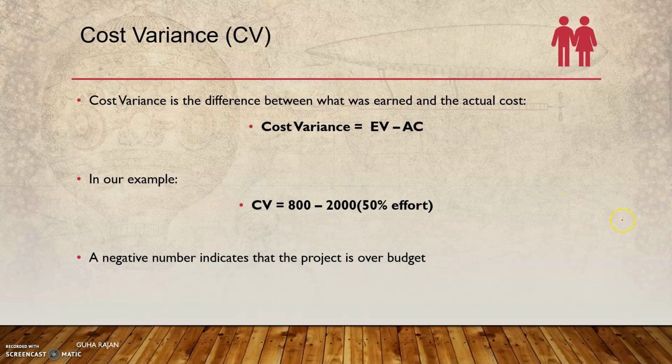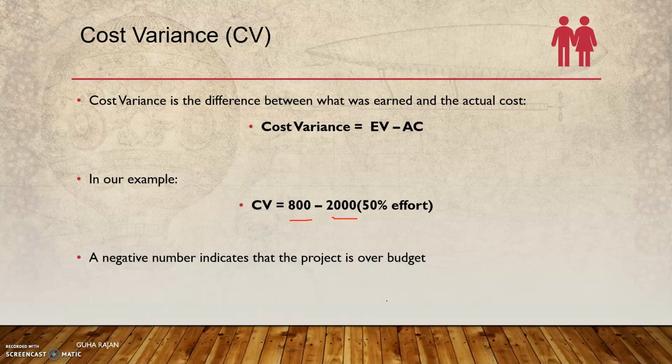Earned value is very less. Earned value is 800, whereas you have spent over 1000, that is 50% more. A negative number indicates that you are over the budget, meaning you are spending more. Ideally, there should not be any cost variance at all.